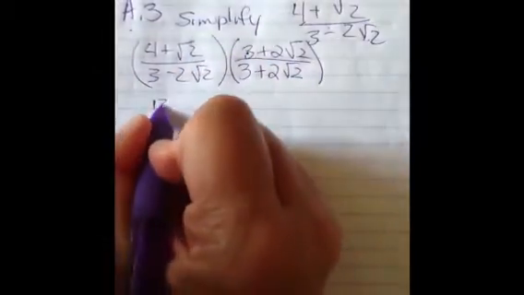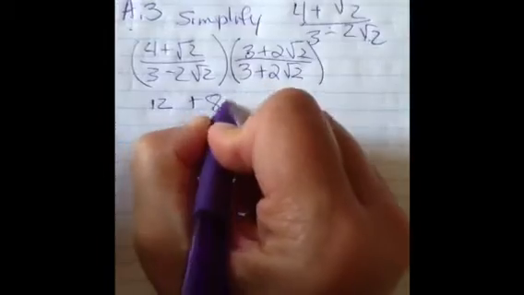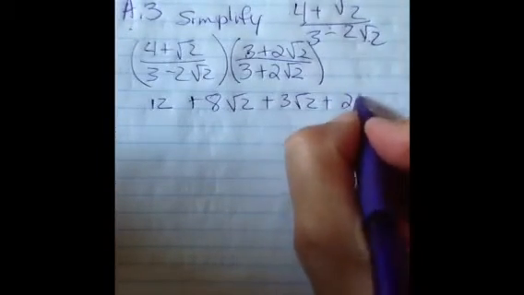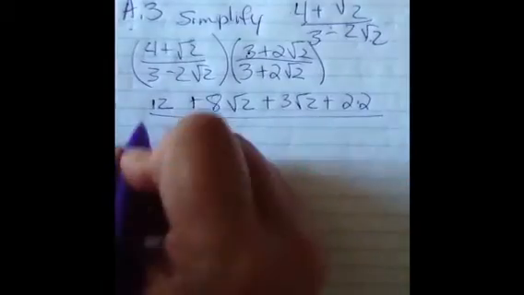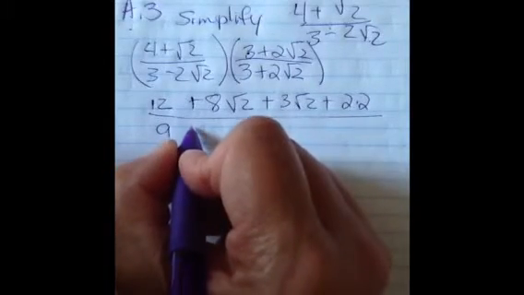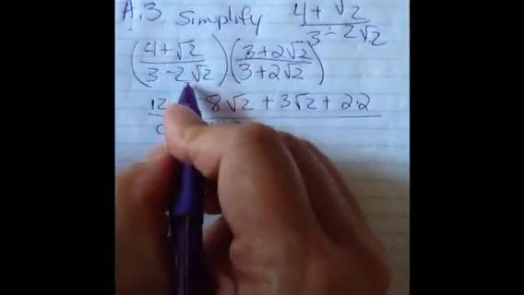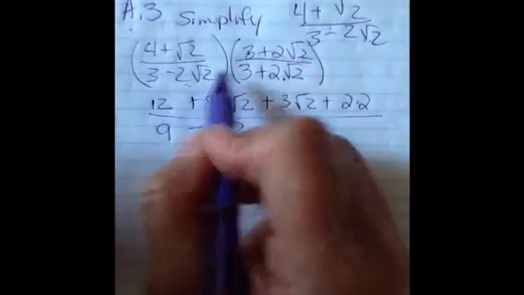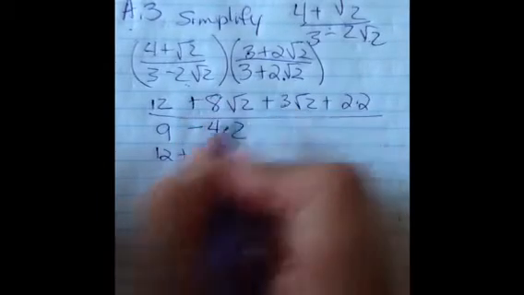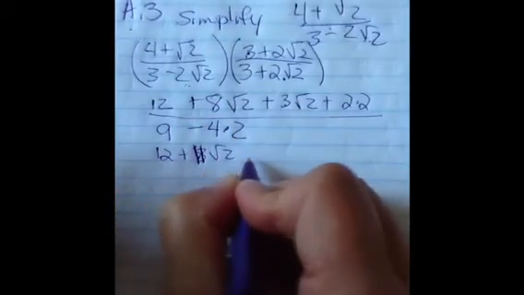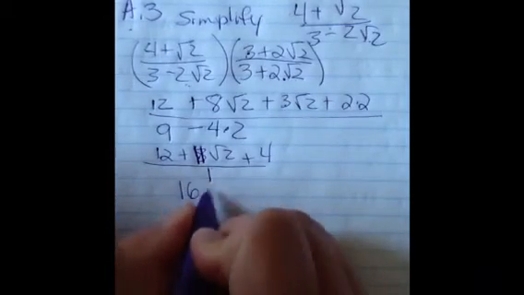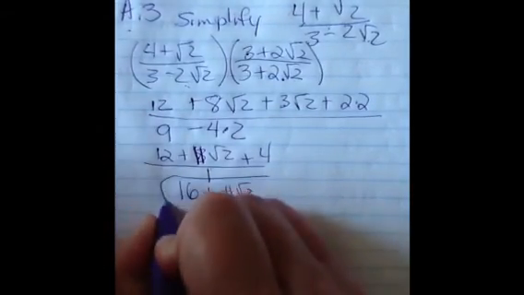4 times 3 is 12. So that's first. Outer is 8 square root of 2. Inner is 3 square root of 2. And last is 2 times 2. All over the first, which is 9. The inner and outer cancel. That's why we use the conjugate. So we're going to have minus 4 times 2. 2 times 2 is 4, and square root of 2 times square root of 2 is 2. So now I have 12 plus 8 square root of, well, 8 and 3 is 11. So that's 11 square root of 2 plus 4 all over 9 minus 8, which is 1. So now I have 16 plus 11 square root of 2. And that's how we simplify that.